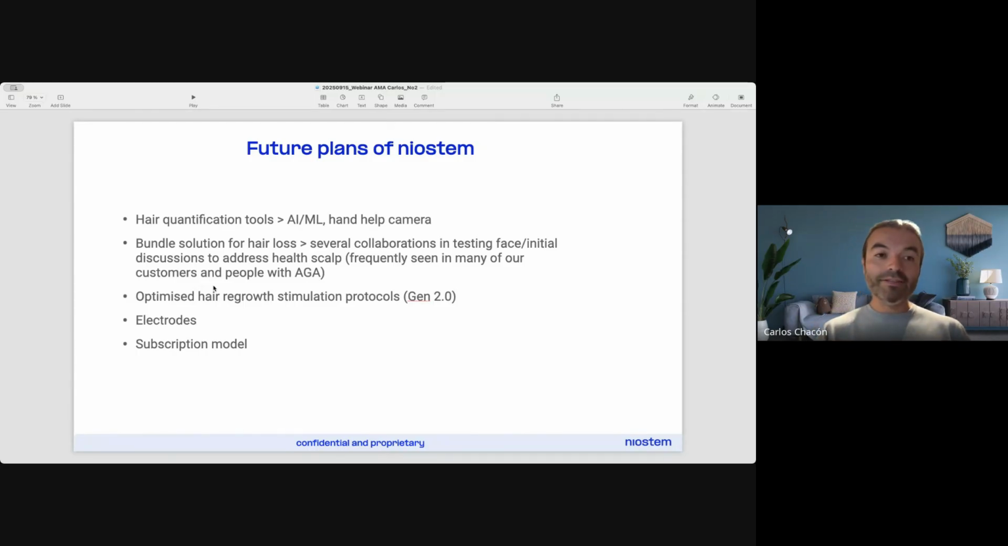We're also working on electrodes. Some people have longer hair, like I have longer hair, and some people have thinner hair, thicker hair. We have a lot of customers that might benefit from different electrode types, so we're working on that at the moment. This is a project that has taken us already more than 2 years. We're still working on it, but we're in the testing phase. So maybe soon we will have something there.